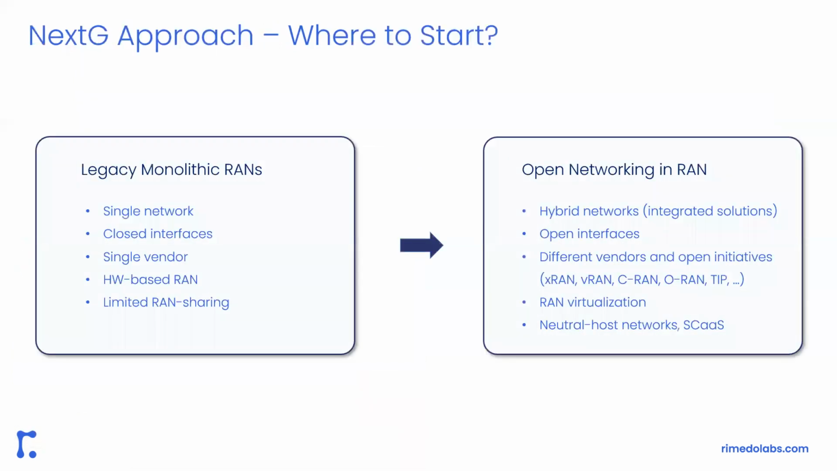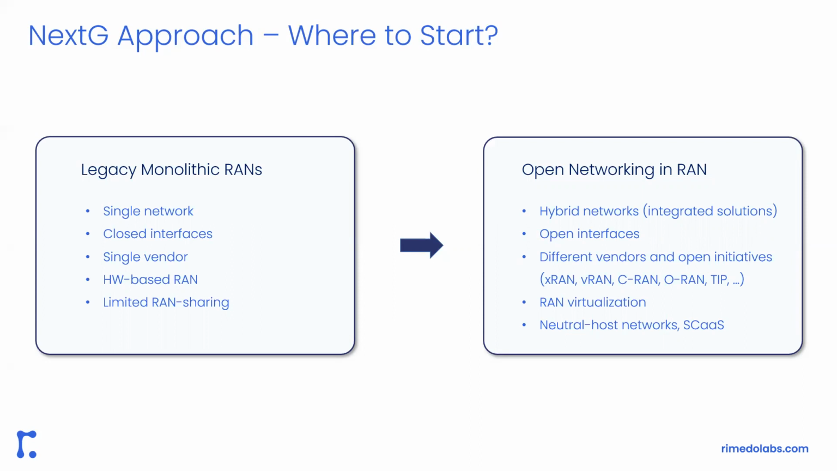So currently there is this transition point between the legacy monolithic RANs, with single-vendor closed interfaces also being provided by a single vendor, and those that were hardware based and have limited options for RAN sharing in terms of dynamic applications, towards open networking also in the radio access networks, where those are hybrid networks having different vendors, having in place open initiatives like xRAN or vRAN or the C-RAN Alliance, then ending up in the O-RAN Alliance that we'll speak about in a second.